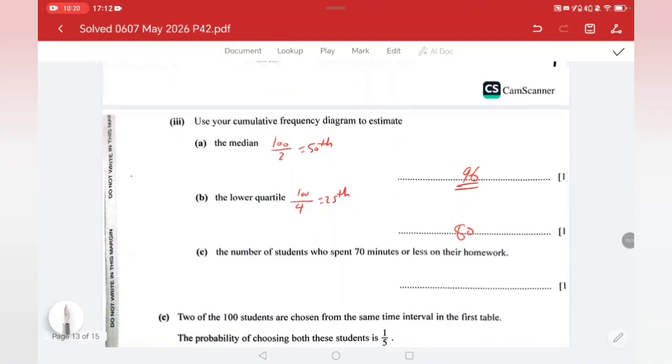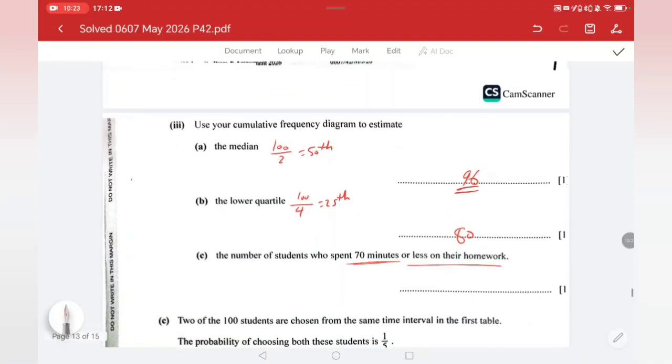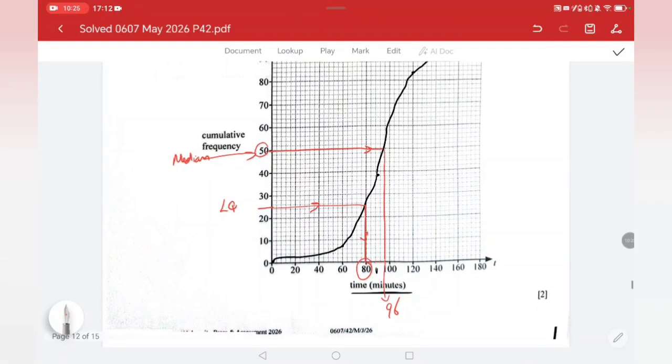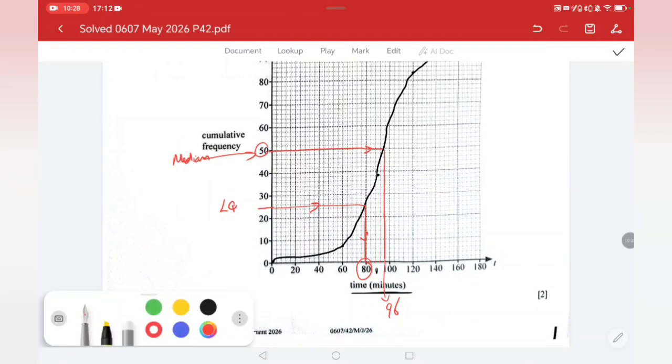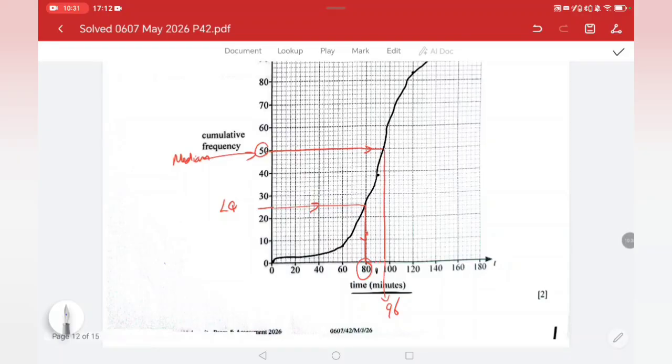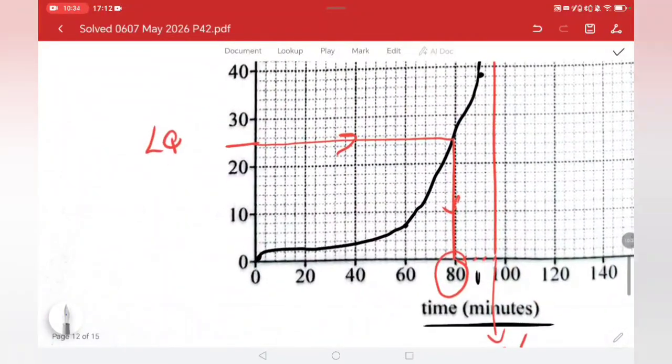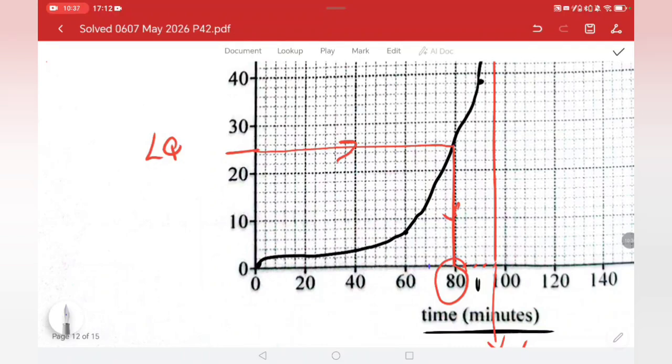Now, the number of students who spent 70 minutes or less. Okay, 70 minutes, so let's go now to the minutes. 70 should be here in the middle. So if you make a vertical line in the middle, and then you go to the left, this one, if we said 12, 14, it's almost 14.